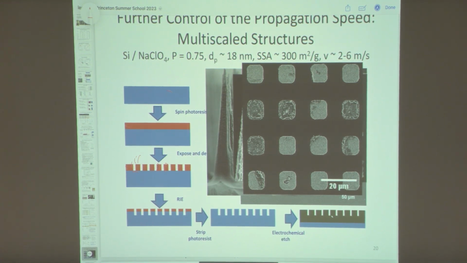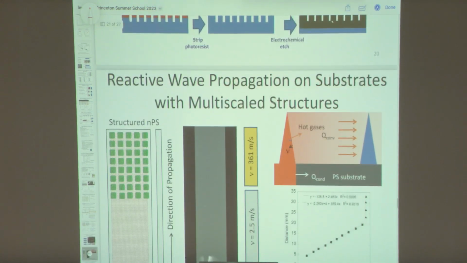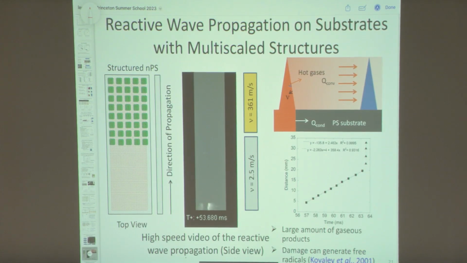And the question is, what was the importance of having a multi-scale system? Okay, did having a microscale feature with the nanopores affect the burning rate? And I'm not going to be able to show it here, I don't think. Let me pop back real quickly to the others, see if it works.